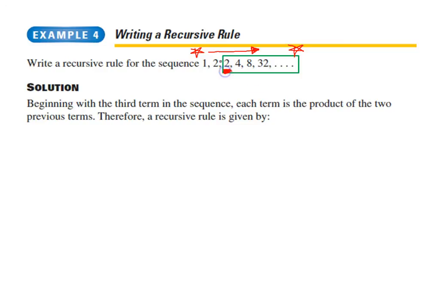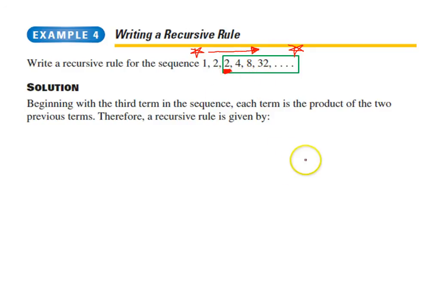The pattern is you take the two terms in front and multiply. 1 times 2 is 2. Then take the next two terms. 2 times 2 is 4. Then take the next two terms. 2 times 4 is 8. And take the next two terms. 4 times 8 is 32.